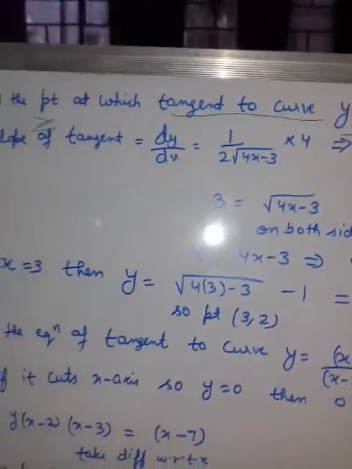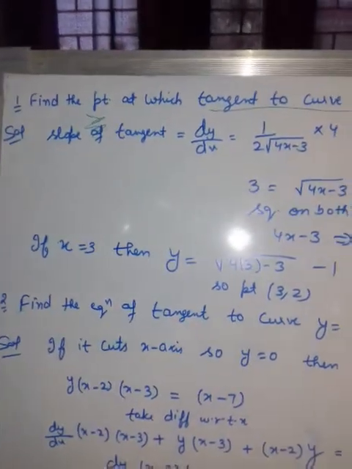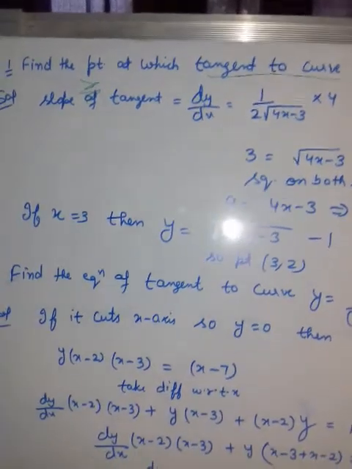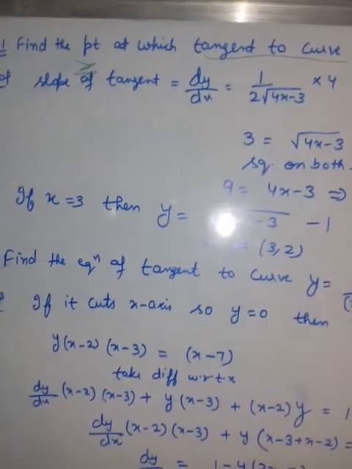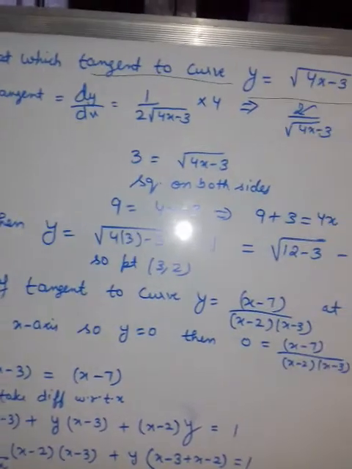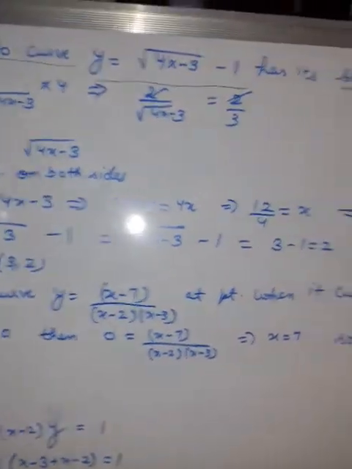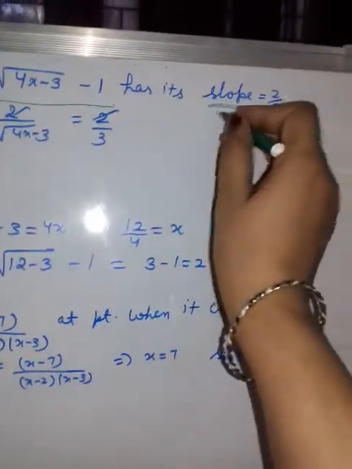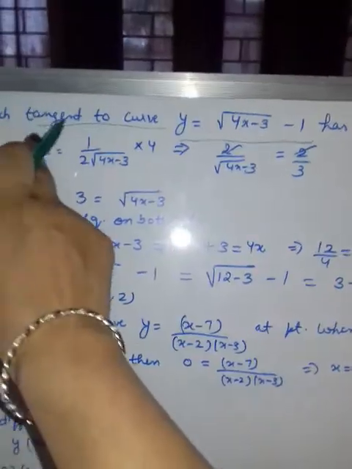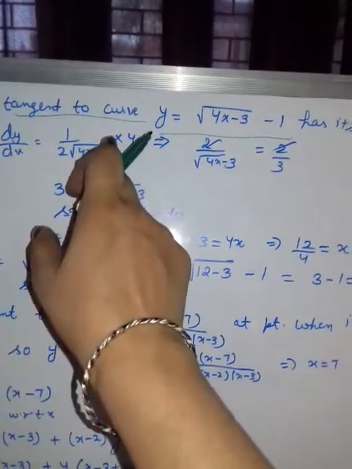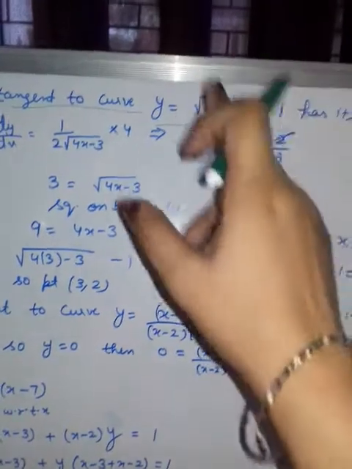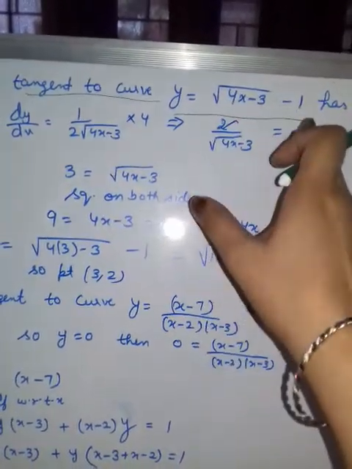Hello friends, today we are going to discuss the examples based on tangent and normals. First one is: find the point at which the tangent to the curve is given to you and its slope is also given. You know, tangent to the curve means the derivative is given to you. So we can find the derivative of this function very easily.